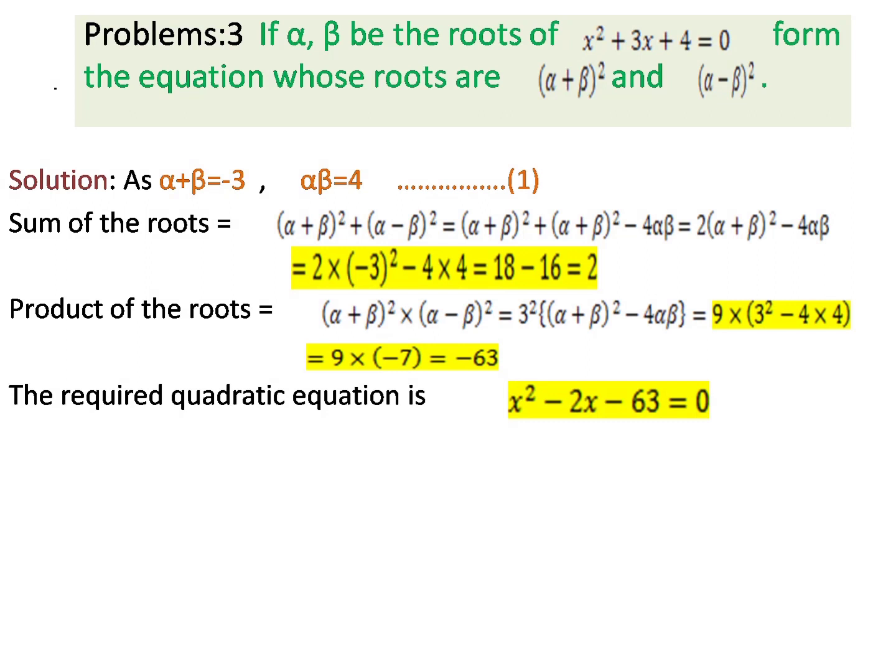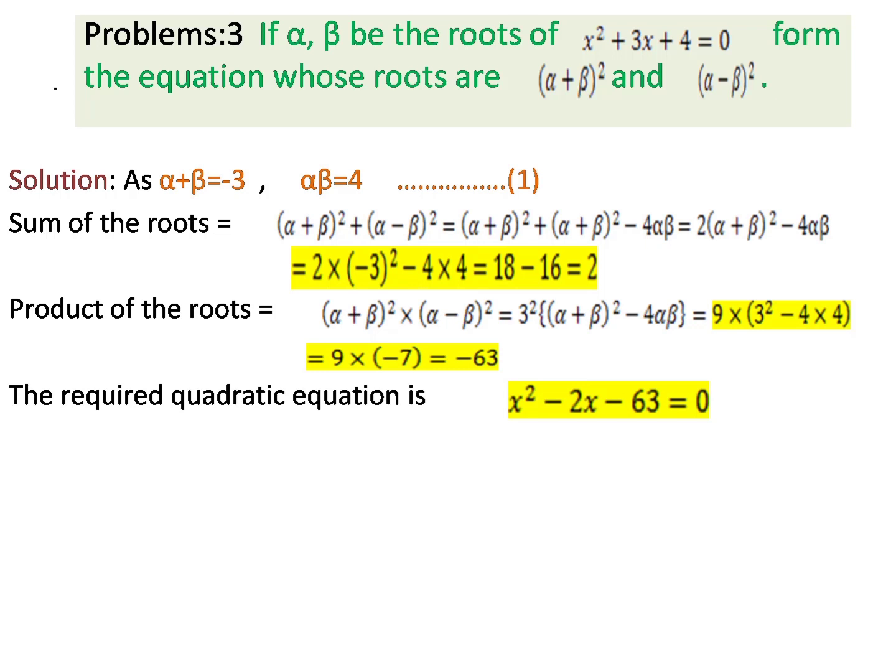Come to the third problem. If alpha, beta be the roots of x square plus 3x plus 4 equals 0, form the equation whose roots are (alpha plus beta) whole square and (alpha minus beta) whole square. Solution. Previously we have the relation alpha plus beta equals minus 3 and alpha beta equals 4 as the relation between the roots and the coefficients, and we name it number 1.